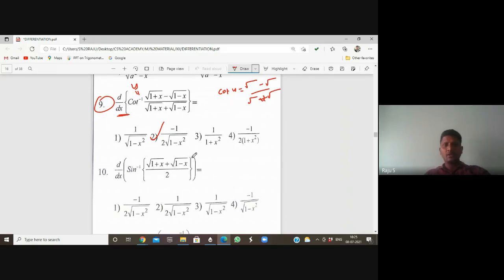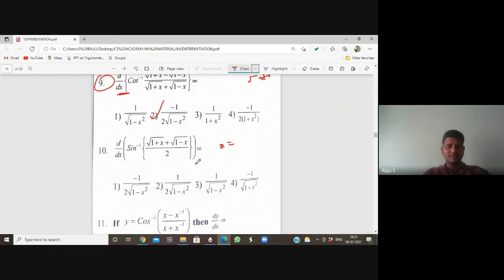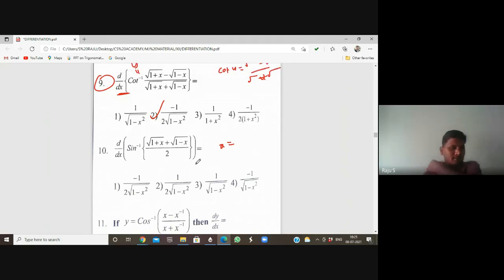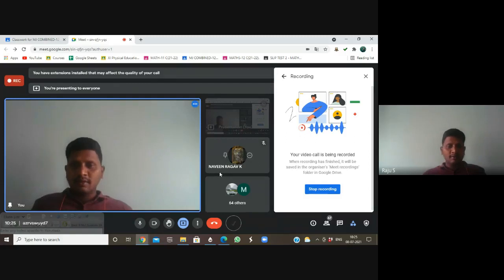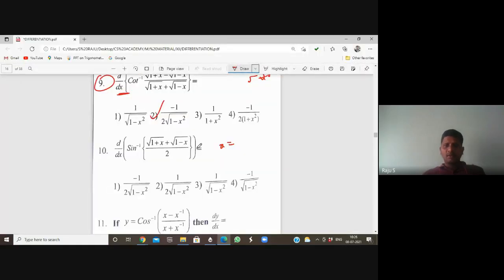Now again, here, okay students, again, what shall we substitute in place of x here? Anyone? Sine inverse of root over 1 plus x plus root over 1 minus x all divided by 2. Can anyone tell that what shall we substitute here? Yes? What value of x will get a standard form? Again, cos 2 theta.